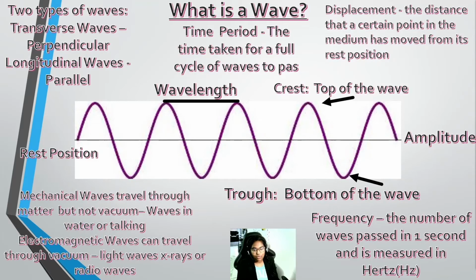Mechanical waves cause vibrations of particles in solid, liquid, or gas, and should have a medium to travel through. Electromagnetic waves cause oscillations in electrical and magnetic fields. Mechanical waves also travel through matter, for example waves in water, or even talking. Electromagnetic waves travel through vacuum, for example light waves, X-rays, or radio waves. Vacuum is basically no matter or stuff.